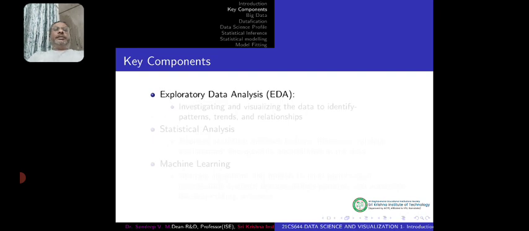The next step is exploratory data analysis, in short, we call it EDA. Here, we investigate and visualize the data to identify the patterns, trends, and the relationships. It is one of the important tasks done at the beginning of the data science sequence. Here, we understand what the data consists of, and then we can understand which component of the data is useful for solving our problem, which component is not useful, and all that.